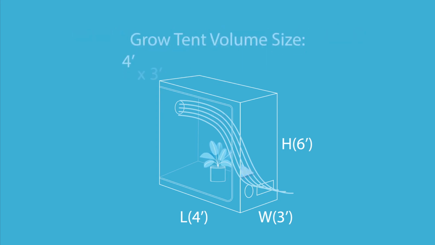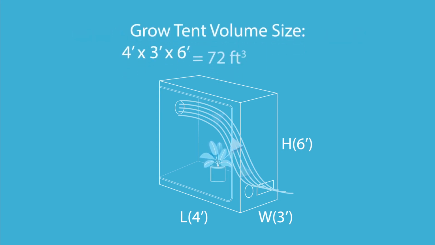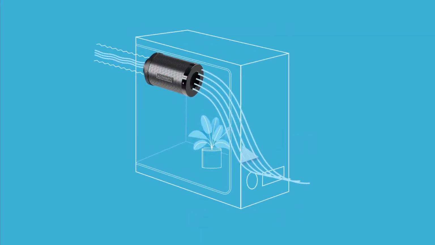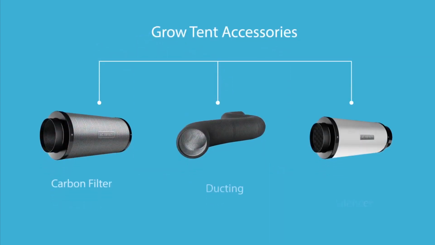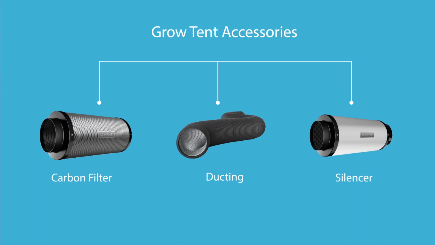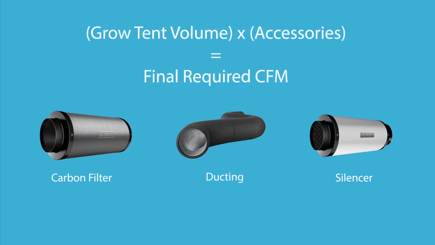A 4x3x6 grow tent has a volume of 72 cubic feet. To exchange this tent's air once every minute, you would need a fan with a 72 CFM capacity or higher. Adding accessories, however, will restrict airflow in your grow tent, requiring a higher CFM rated fan in order to move the calculated airflow. You would need to increase the required CFM for each component you add to your system.